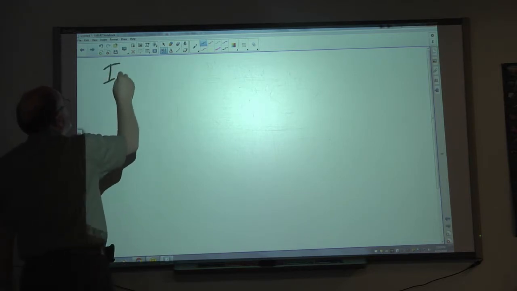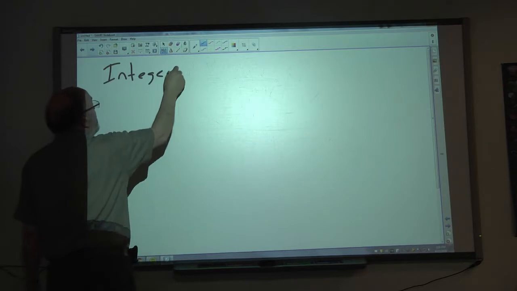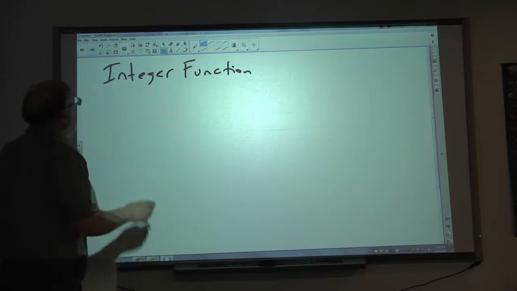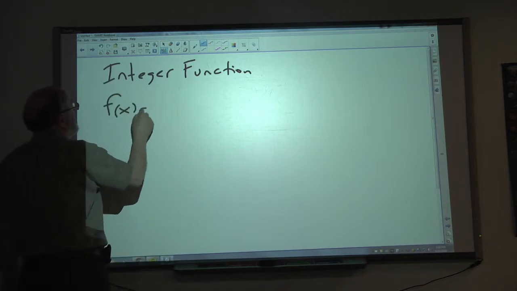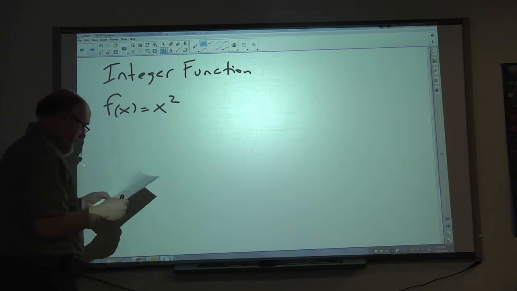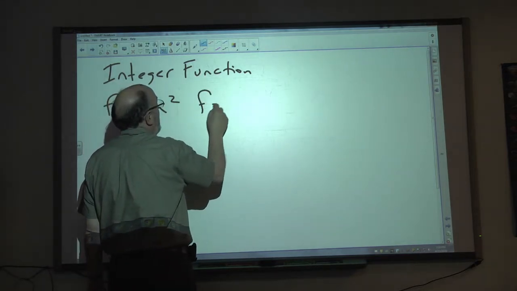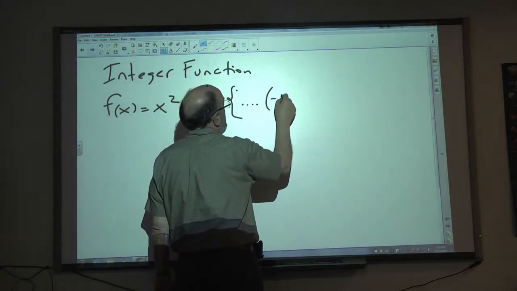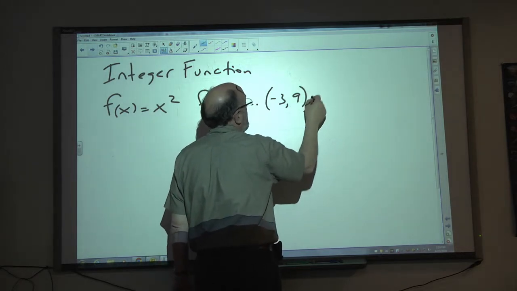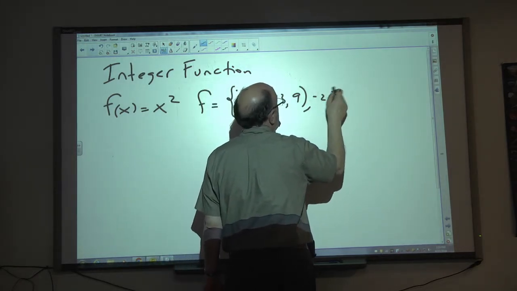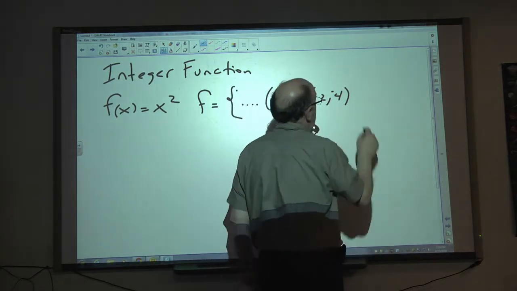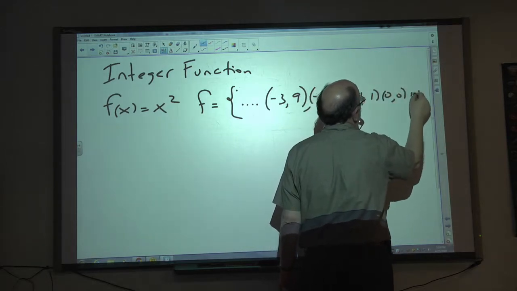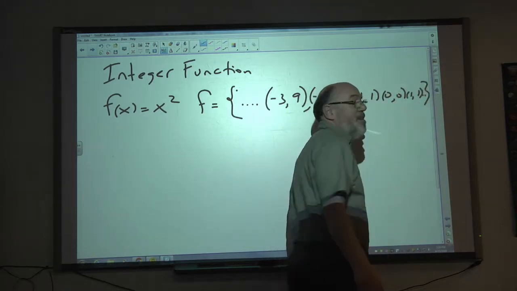Let's see other functions, the integer function. Let's say we have our integer function defined such that f of x is equal to x squared. That means we would have the following set of numbers: negative 3, 9, negative 2, 4, negative 1, 1, 0, 0, 1, 1, and so on.